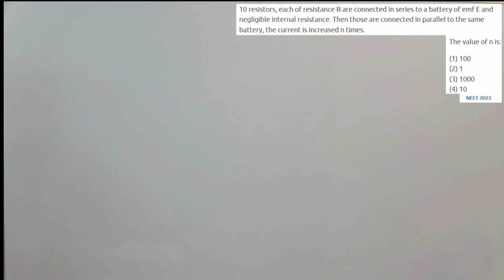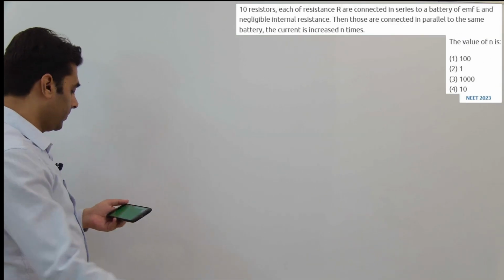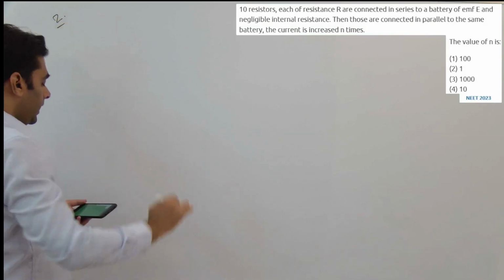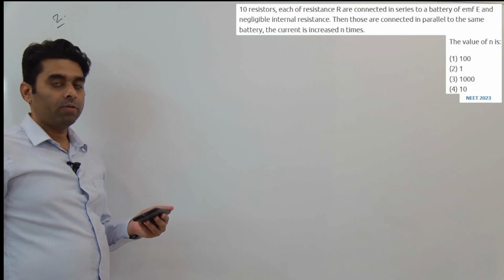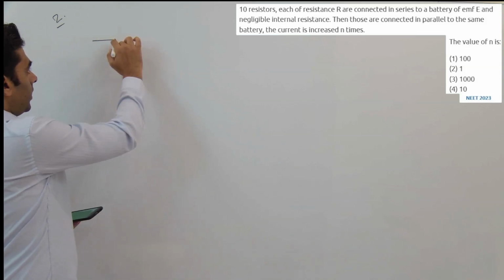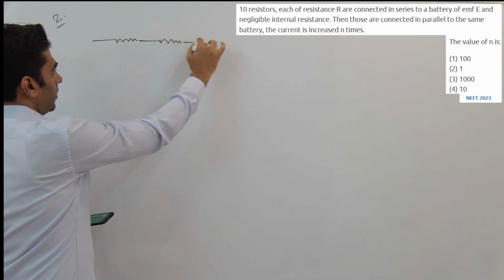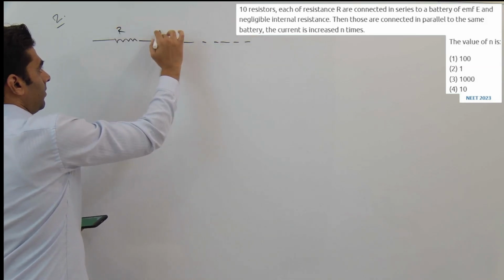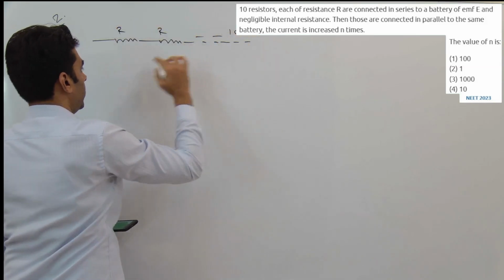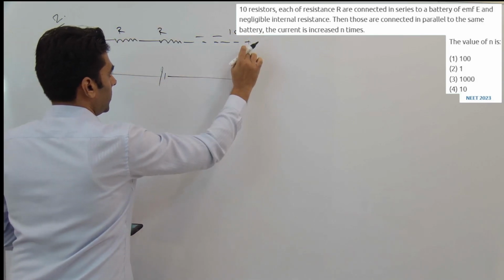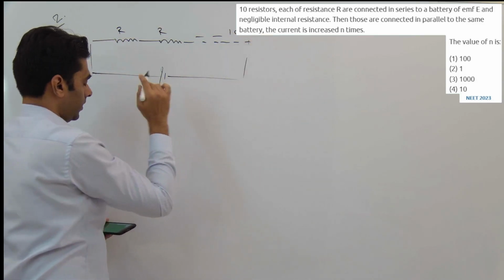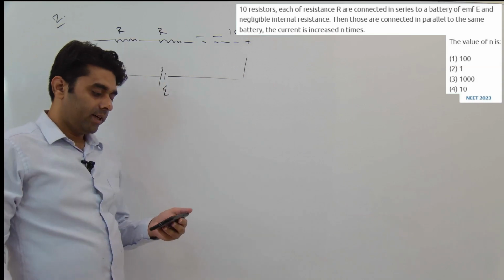Yeah. Next question, again 23 question only. So it says 10 resistors, each of resistance R, are connected in series to a battery of EMF E. Fine. 10 resistors are there, each having resistance R. Like this, we have 10. They are connected in series to a battery having EMF E, and negligible internal resistance.